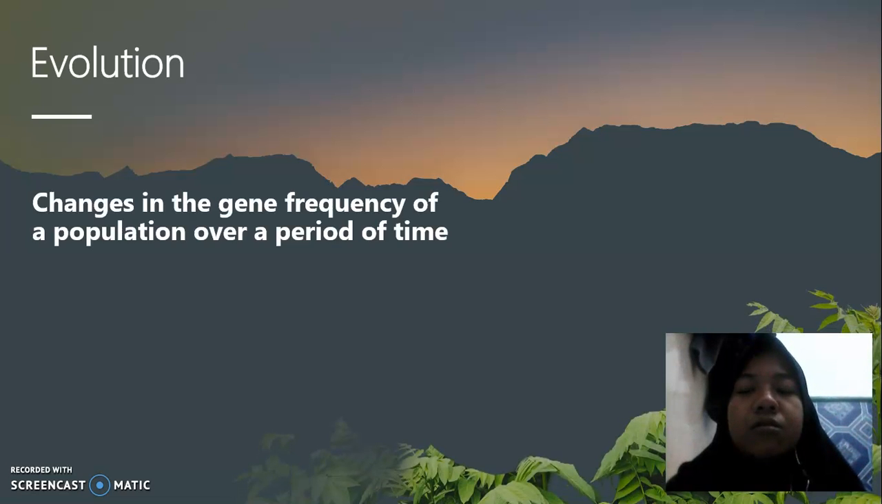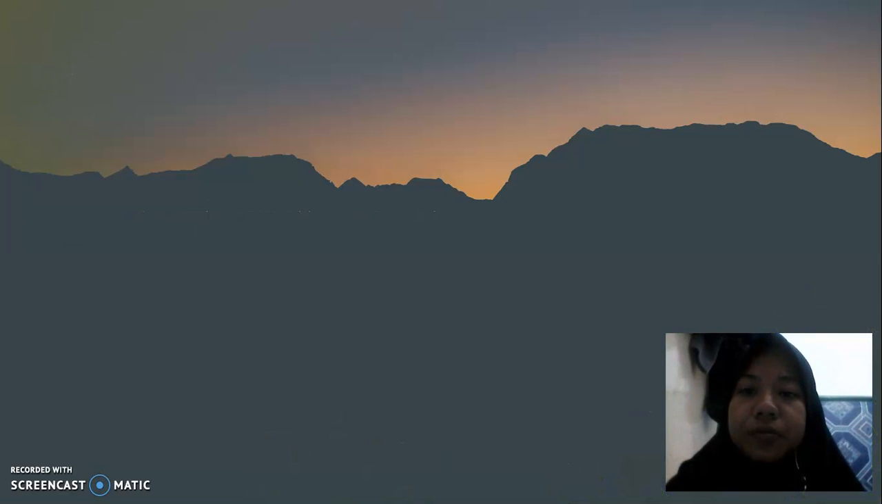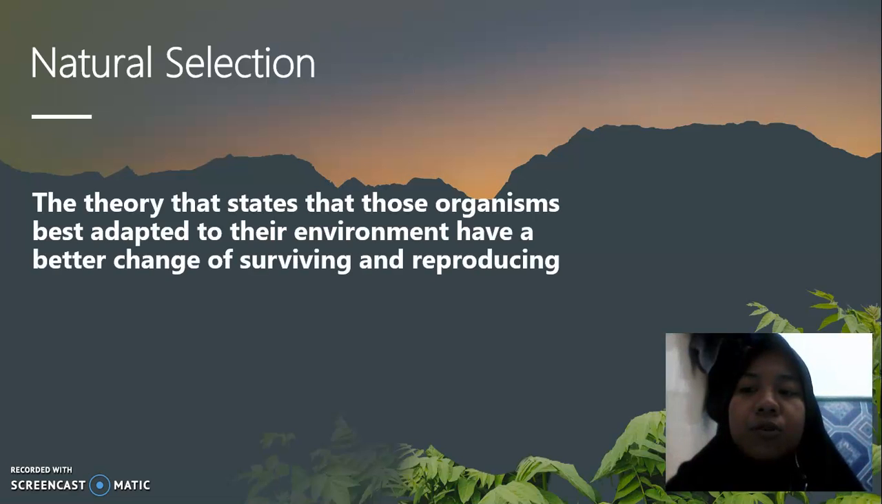So, what is evolution? Evolution is a change in the gene frequency of a population over a period of time. And what about natural selection? Natural selection is the theory that states that those organisms best adapted to their environment have a better chance of surviving and reproducing. So only those who are able to adapt to their environment are left, and living beings will compete with each other to defend their lives.